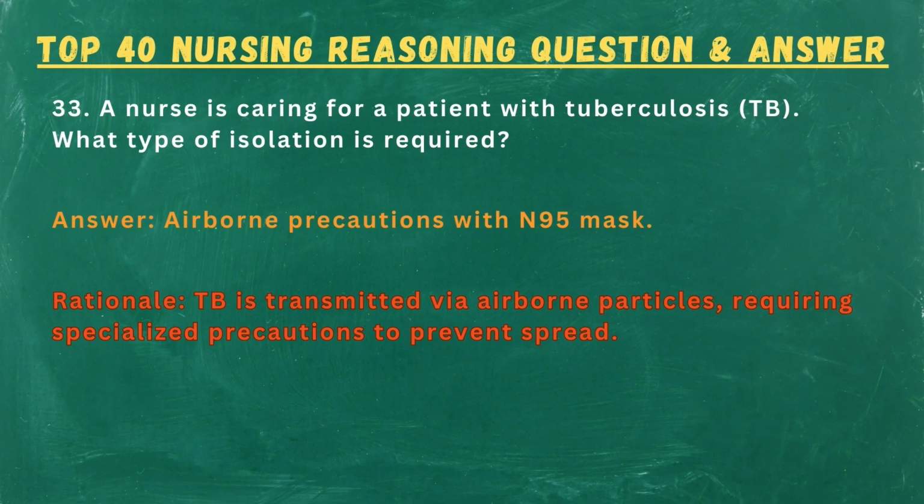33. A nurse is caring for a patient with tuberculosis, TB. What type of isolation is required? Answer. Airborne precautions with N95 mask. Rationale. TB is transmitted via airborne particles, requiring specialized precautions to prevent spread.